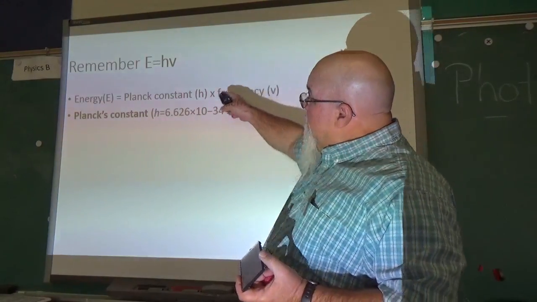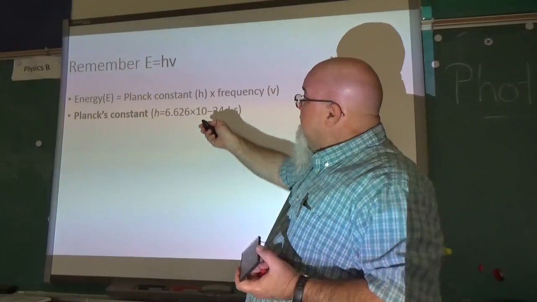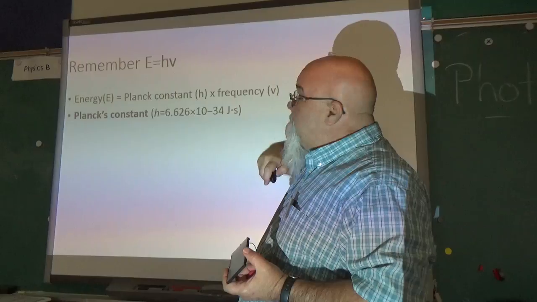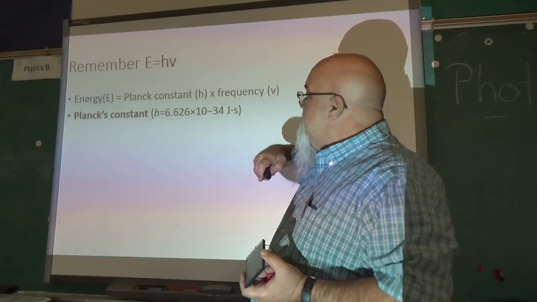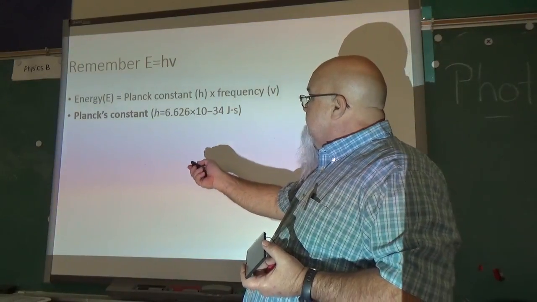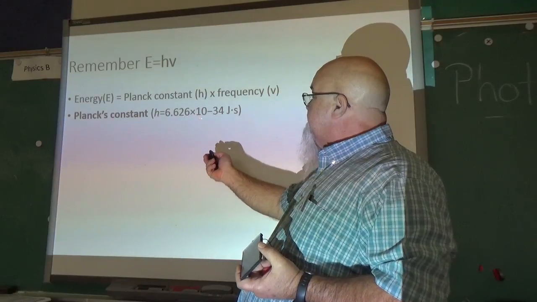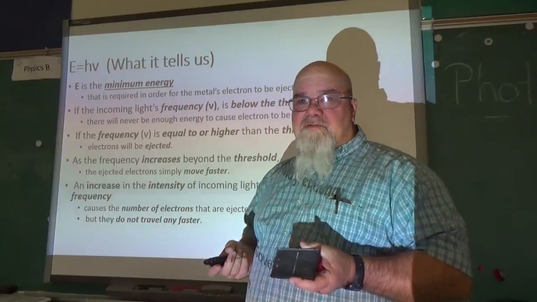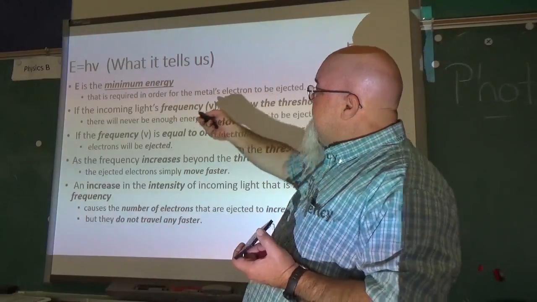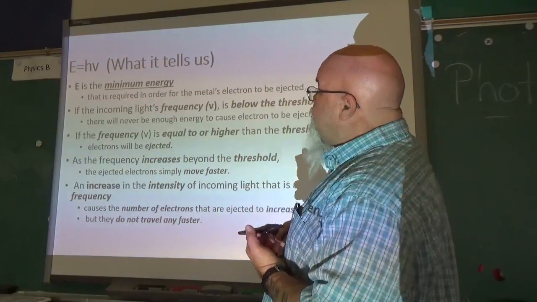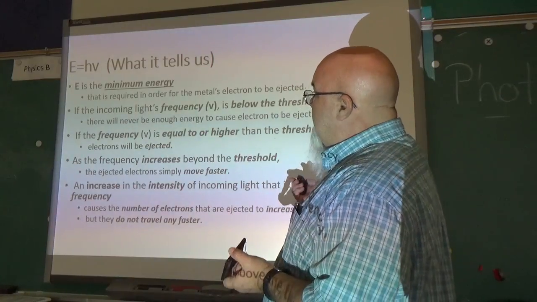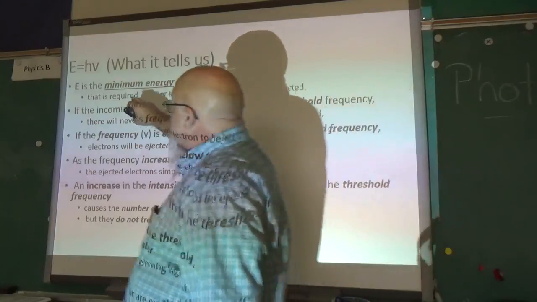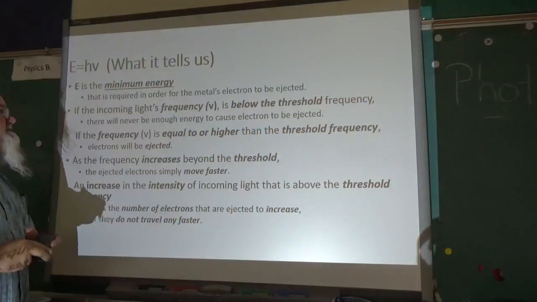Now remember before, when we were talking about quantum, we had our energy equals Planck's constant multiplied by frequency, E = hv. Well, we're going to use this again. Remember Planck's constant, 6.62 times 10 to the minus 34. What it essentially tells us is E would be the minimum energy, in other words, the threshold. So I can use it to calculate that. Notice it is based on frequency, the v, not on the intensity.